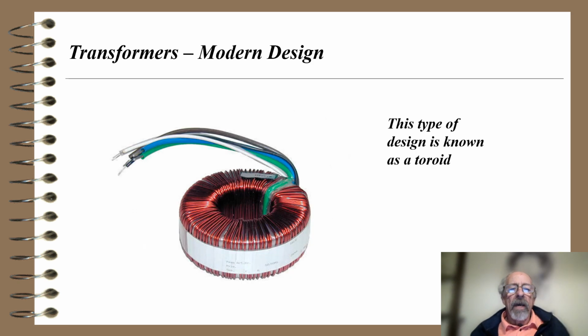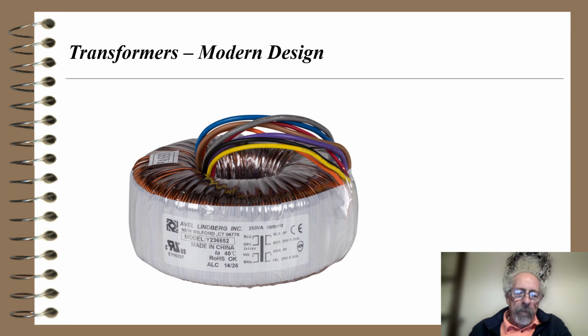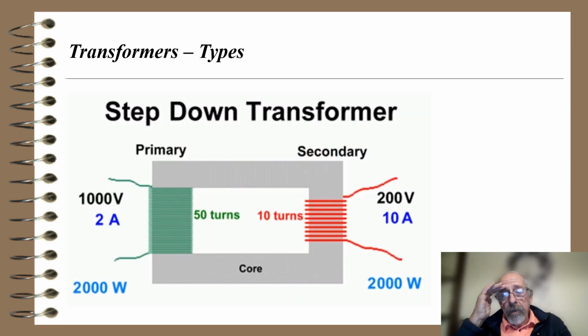In the modern design of transformers, you get toroids, and here's a picture of a toroid transformer. It's more efficient. Here's another picture of a toroid transformer. And there are actually 3 types of transformers. I think I'll only show 2 here.